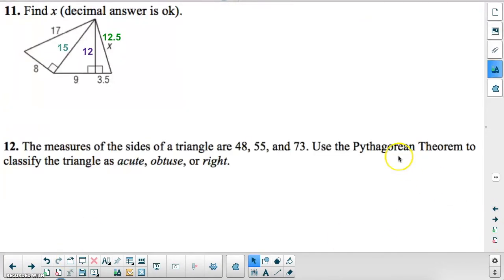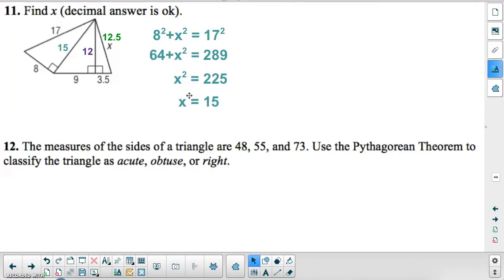On number 11, we want to find x. We do that by starting with this triangle with Pythagorean theorem and working our way to that 12.5 here. So starting with this first triangle on the left, we have 8 squared plus x squared equals 17 squared. And solving Pythagorean theorem, we get that x is 15.